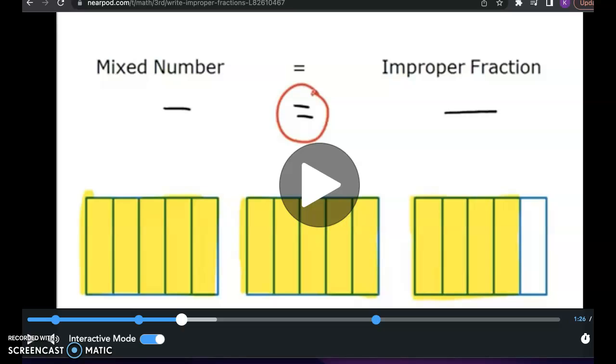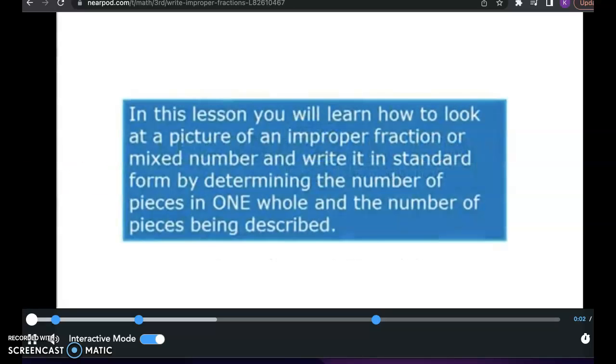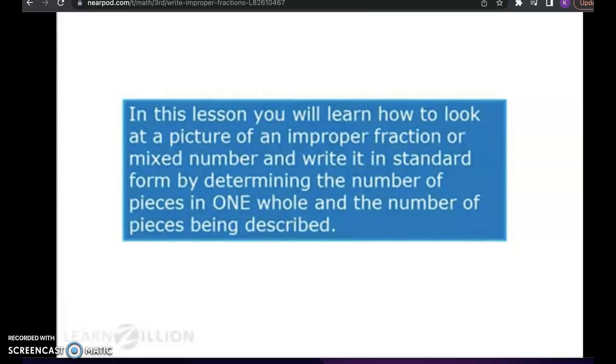Now let's get started. I'm going to show a quick little video initiating some prior knowledge on improper fractions and mixed numbers. Mathematicians, in this lesson, you will learn how to look at a picture of an improper fraction or mixed number and write it in standard form by determining the number of pieces in one whole and the number of pieces being described.